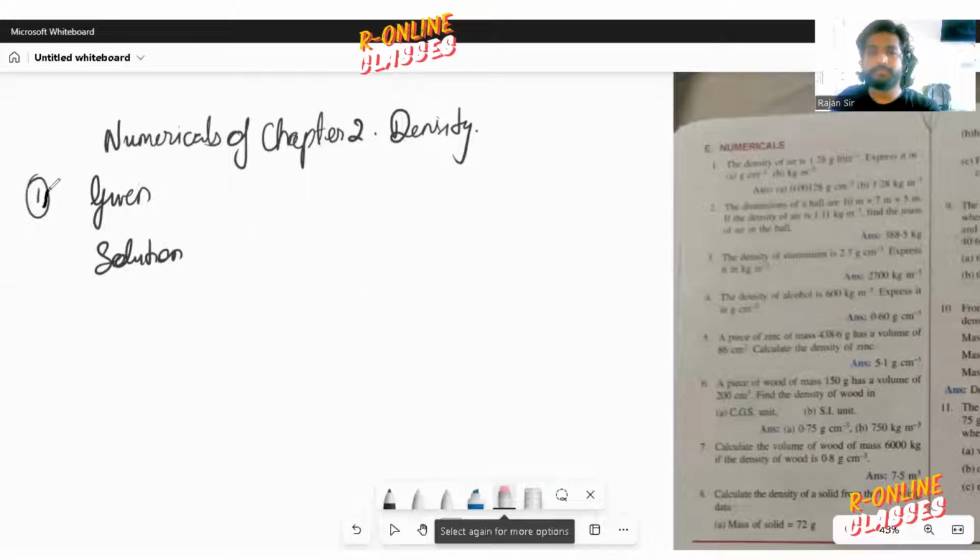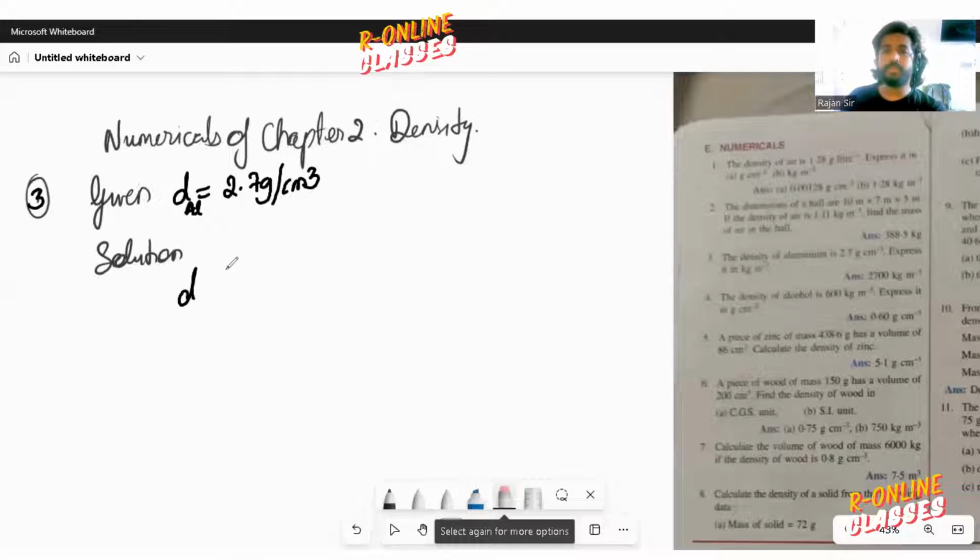Now we have the third one. The third one is the density of aluminium is 2.7 gram per centimeter cube. Express it in kg per meter cube. So that is again easy. So we have density of aluminium, you can write Al if you want. We have 2.7 gram per centimeter cube. You have to find it in SI unit.